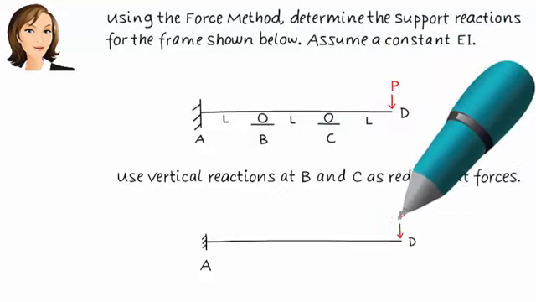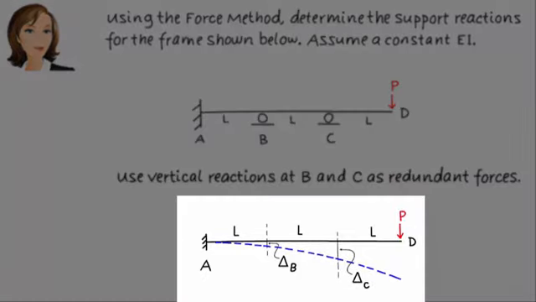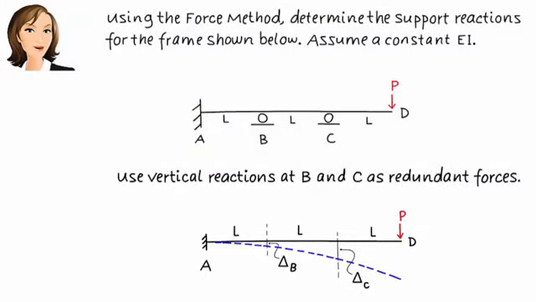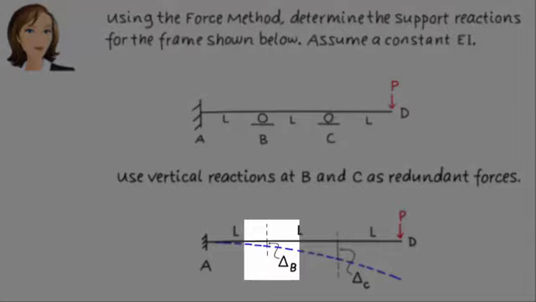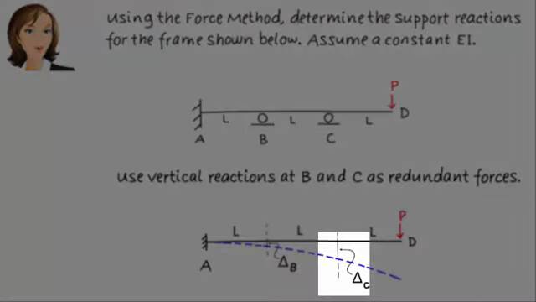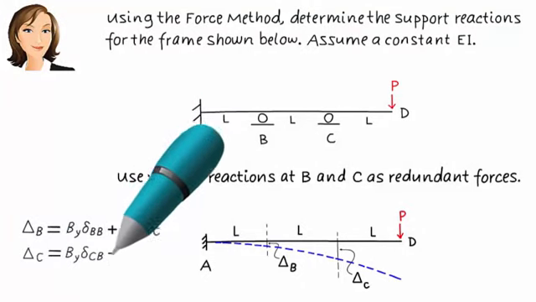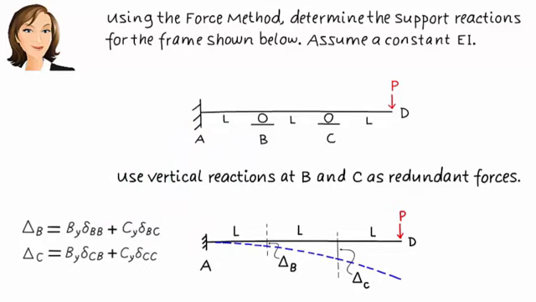After removing the redundant forces, the beam is going to deform like this. We refer to the vertical displacement at B as delta B and call the vertical displacement at C delta C. Then we can write the compatibility equations this way. To solve for the unknowns, we first need to calculate these displacements. Here is how we calculate delta B.